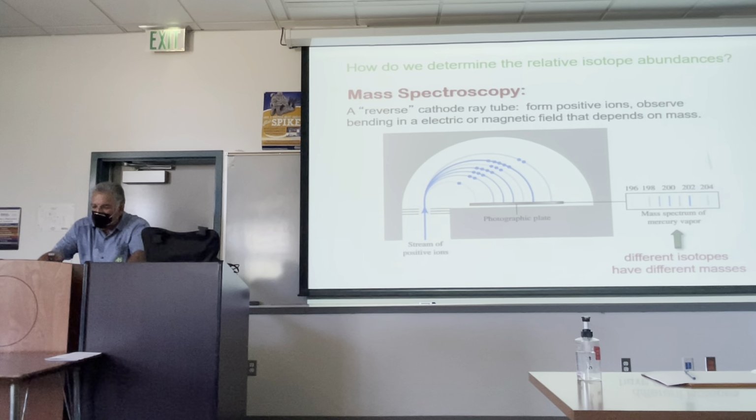And how do we determine the relative isotope abundances? In the old days, they didn't do it this way, but now we do. We use a reverse cathode ray tube. We form positive ions and observe bending in an electric or magnetic field that depends on mass. This is called mass spectroscopy. It's a great instrument because it knocks off one charge and we get to find out what the mass is. Different isotopes have different masses. So when you get the weights of each fraction that comes off the cathode ray tube and gets to the collector, you can separate them.